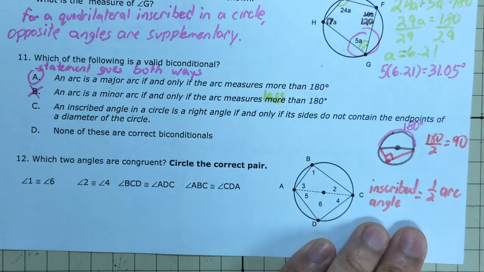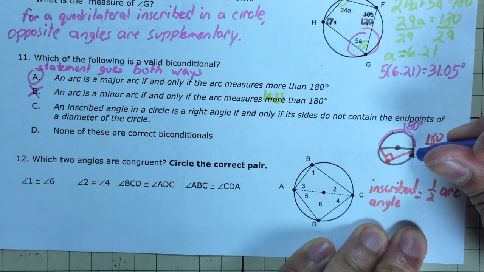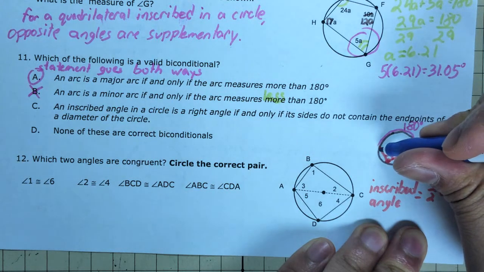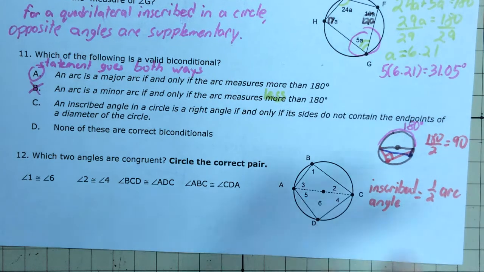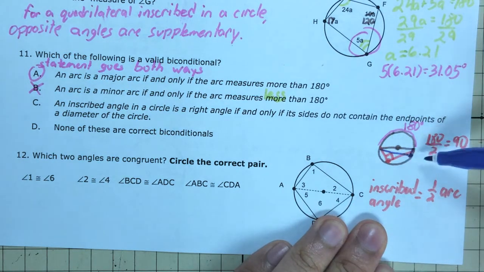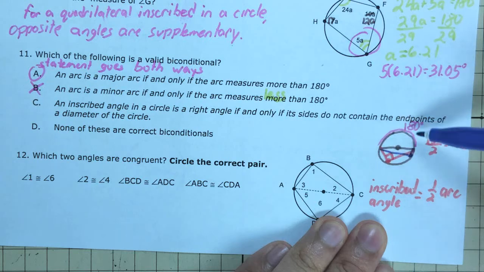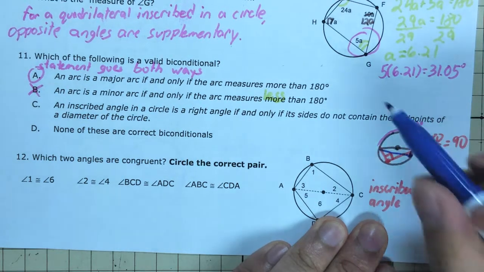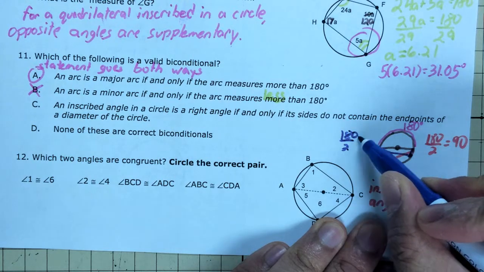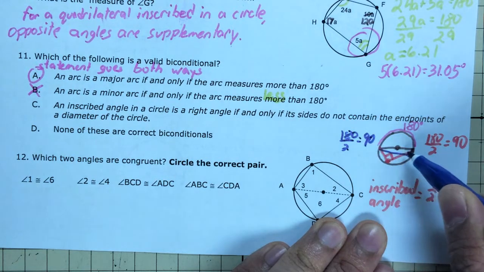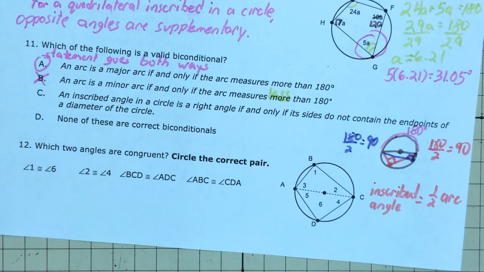Or if I move my point over here and draw my angle this way, same deal, this inscribed angle has this intercepted arc. So I also do 180, it uses the same arc, divided by 2, also equals 90. So that is also a right angle.